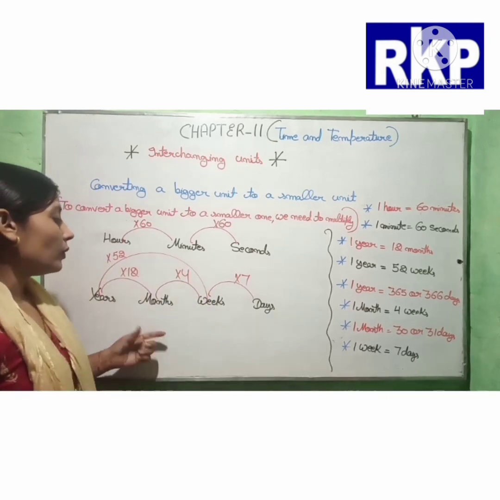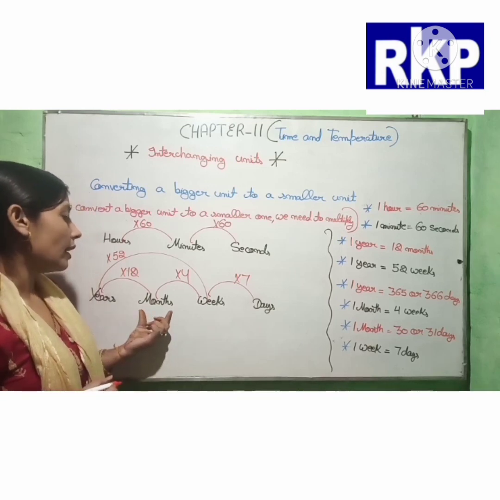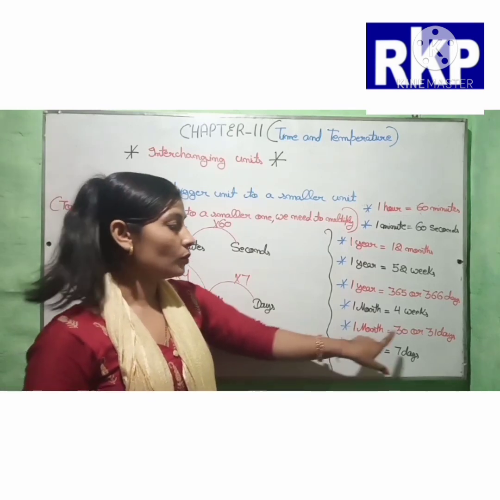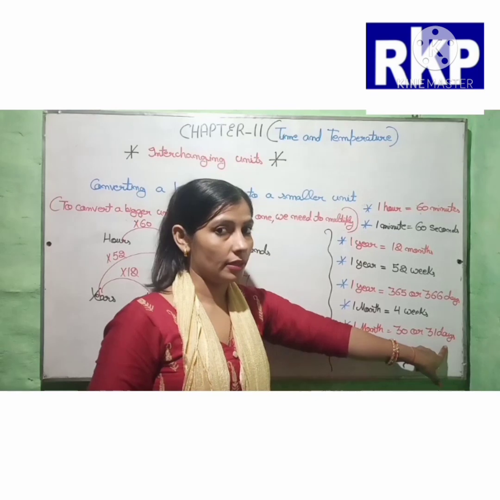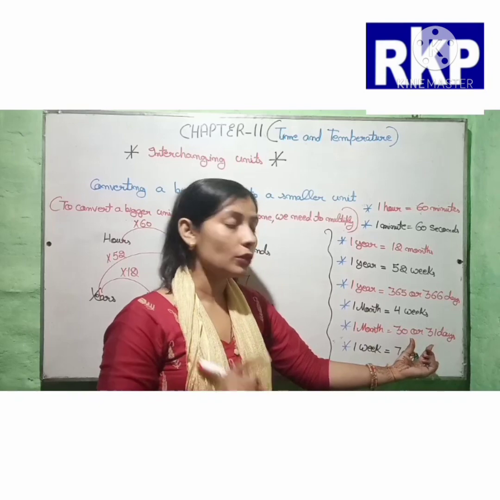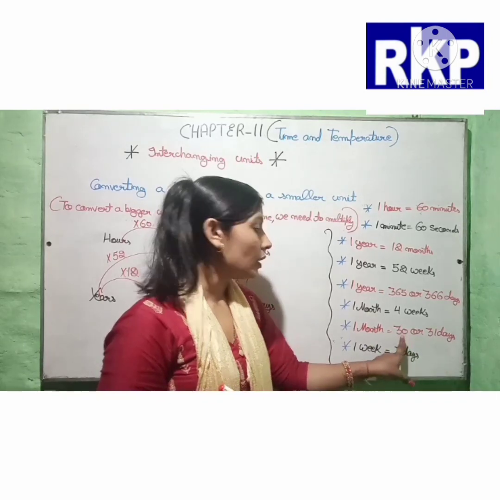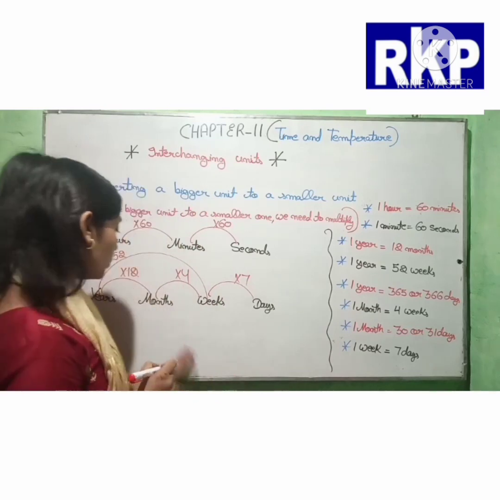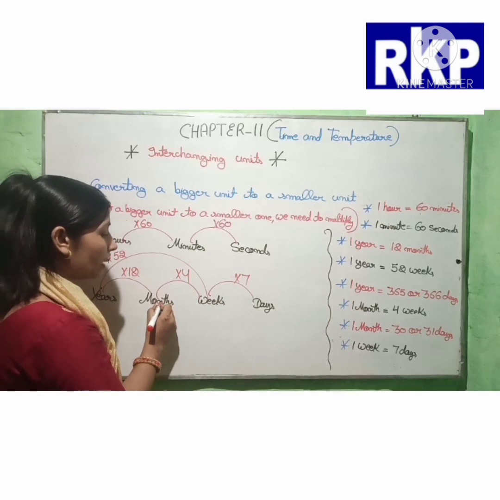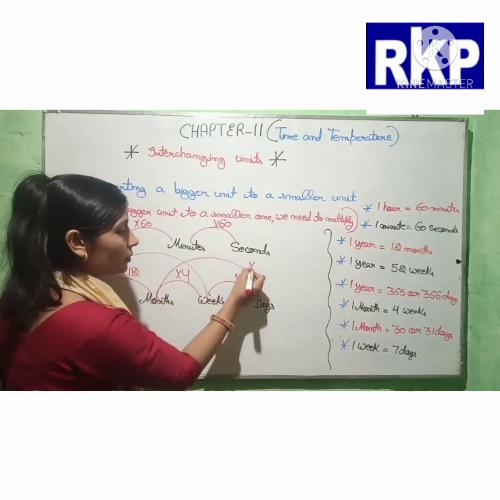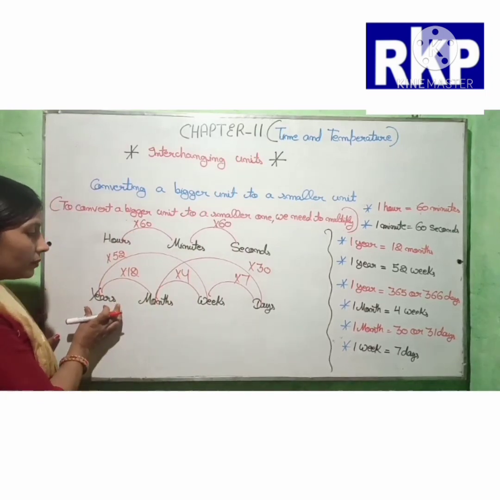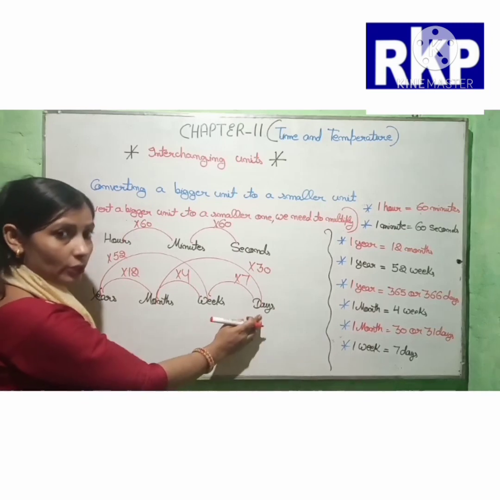Okay, and we know the relation between months and days. Yes, 1 month is equal to 30 or 31 days. Okay, but when we convert month into days, we use 30. We need to multiply with 30. So when we convert month into days, then we need to multiply with 30.